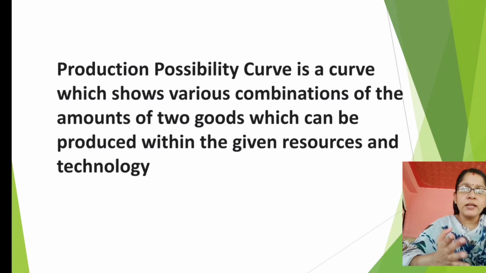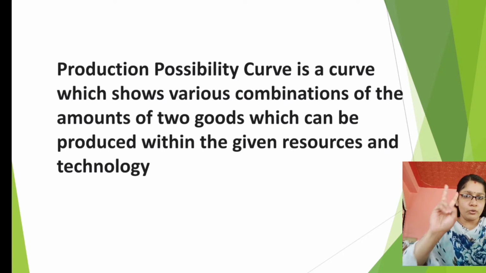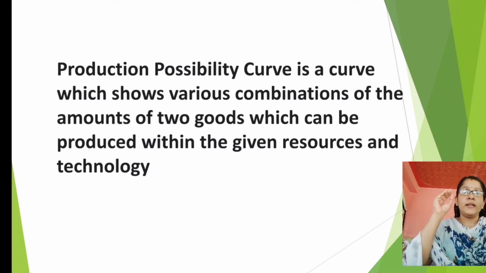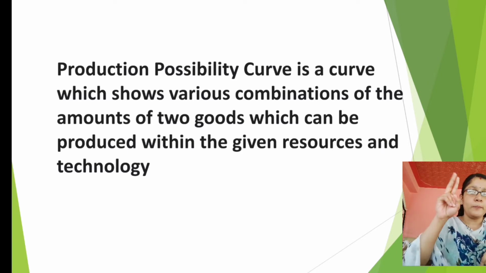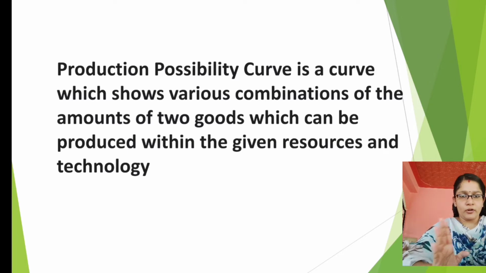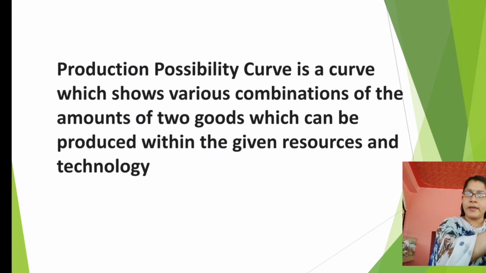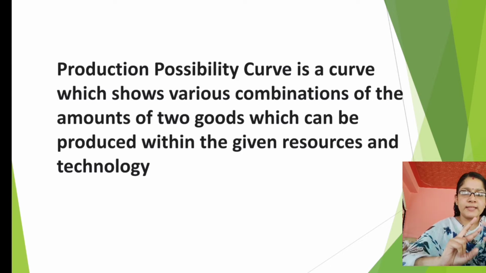I already said that the production possibility curve shows different combinations. Assume in our economy we are producing only two goods by using these resources and technology. So the production possibility curve shows the different combinations of these two goods. That means different possibilities of these goods which we can produce. Okay, for example, an economy which is producing only two goods, rice and mobile phones. Assume both rice and mobile phones are very important nowadays. These two things are very important in our life.